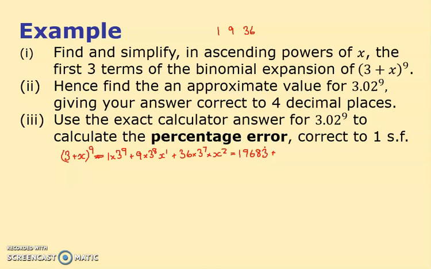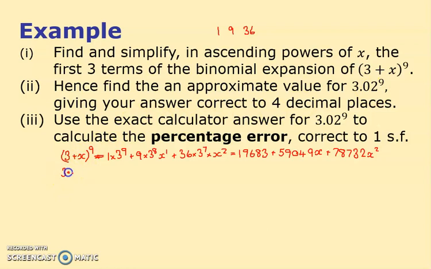plus 9 times 3 to the 8, 59,049, these numbers do get big, 59,049 x plus 36 times 3 to the 7, 78,732 x squared. These are the first 3 terms. I've got the first 3 terms. Hence find an approximate value of 3.02 to the 9.